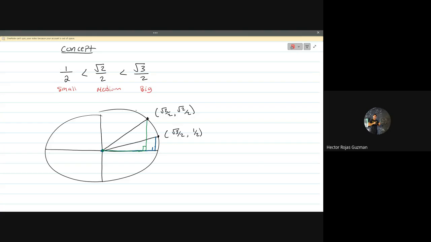Now the final one, pi over 3, that's going to be right here. And again, draw your triangle. You move to the right, you move up, and you can clearly see which leg is what, right? We have a small leg on the x-axis, and we have the big leg on the y-axis. So the coordinate right there is going to be made up of the small and the big fraction.